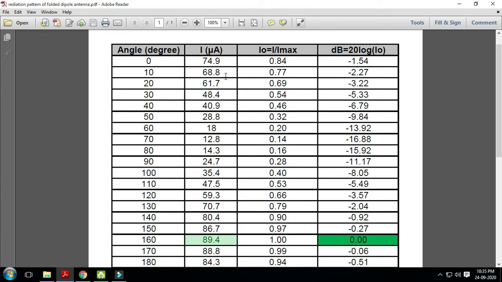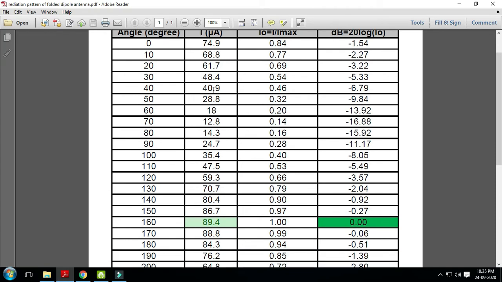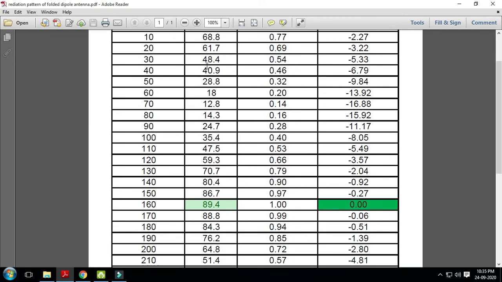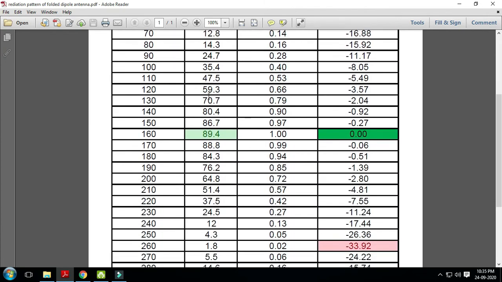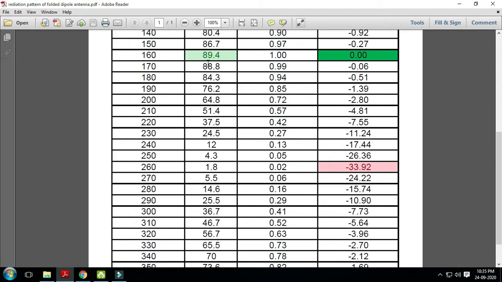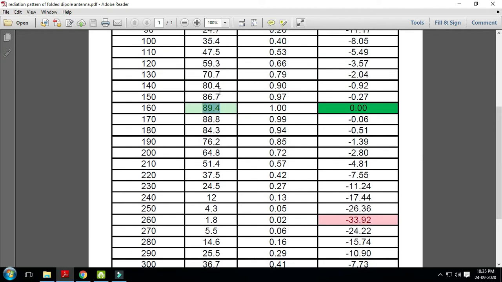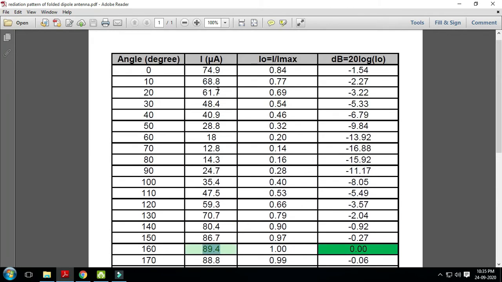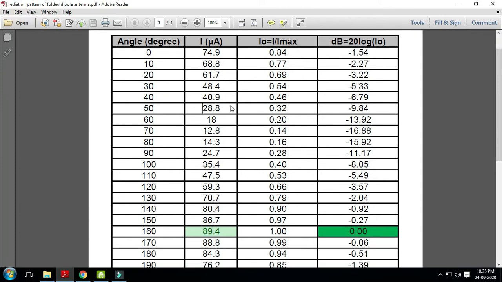So to do that calculation we need the maximum receiving current. So go through all the receiving current and you find that this is your maximum receiving current reading. So for this experiment we have 89.4 as our maximum receiving current. So we call this Imax.